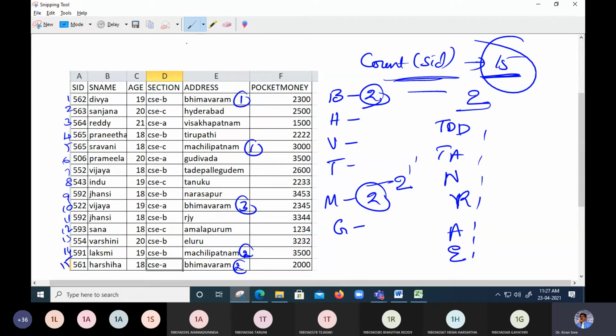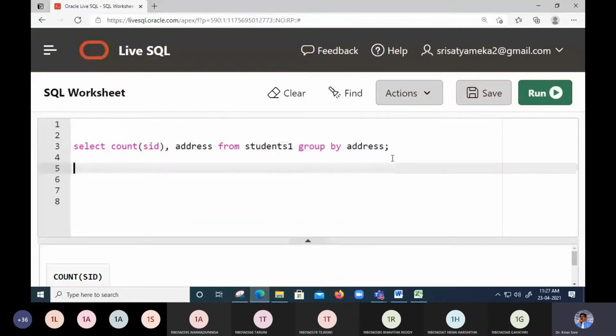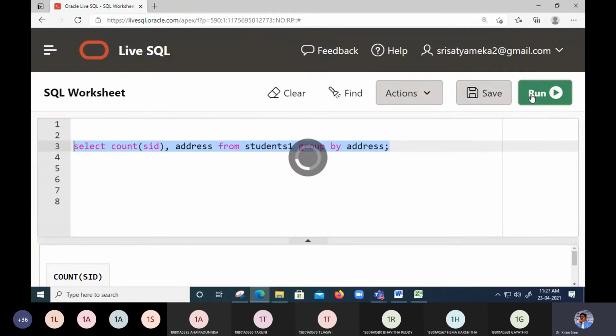Okay, total number of records are 15, but Bhimavaram records are 3, Machilipatnam records are 2 and for the rest of the names it should be only once. So that is the answer we are going to expect. So how are we going to execute this? We select this command and hit the run button.